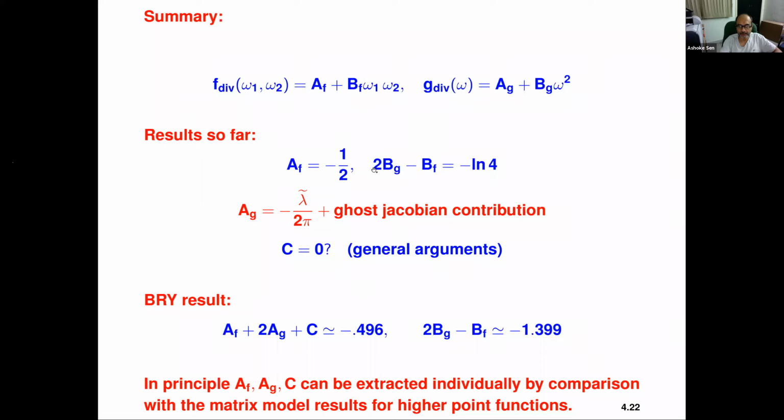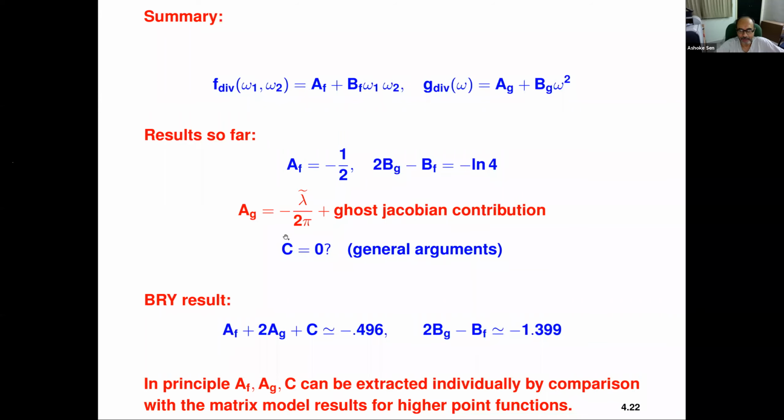2 BG minus BF we have also determined from string field theory, that's minus log 4. AG is minus lambda tilde over 4 2 pi so far, plus the Gauss Jacobian contribution. As I said, this contribution at this stage is in the form of a sum of several terms, each of which is either a multiple of lambda tilde over 2 pi or a multiple of half. We have to fix the coefficients and the relative signs and the overall normalization. Hopefully that will be done soon.